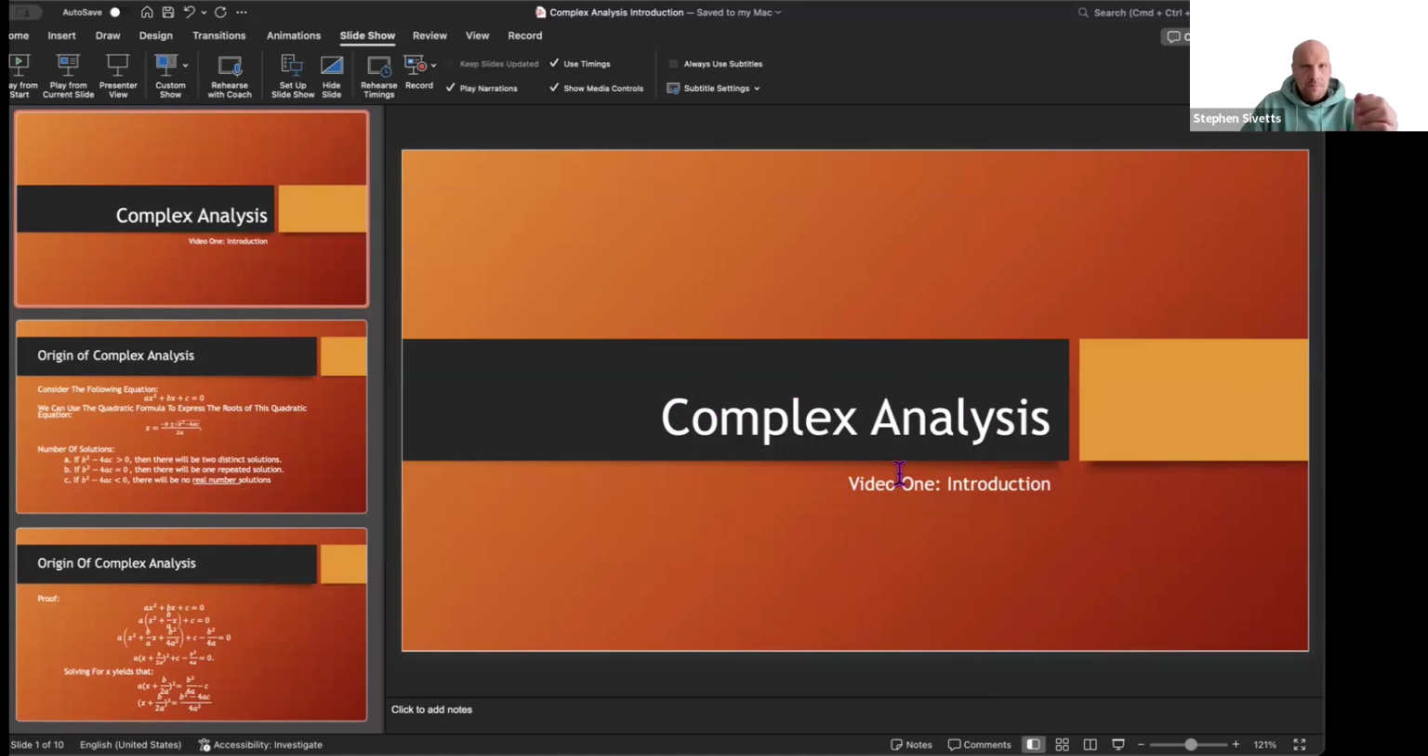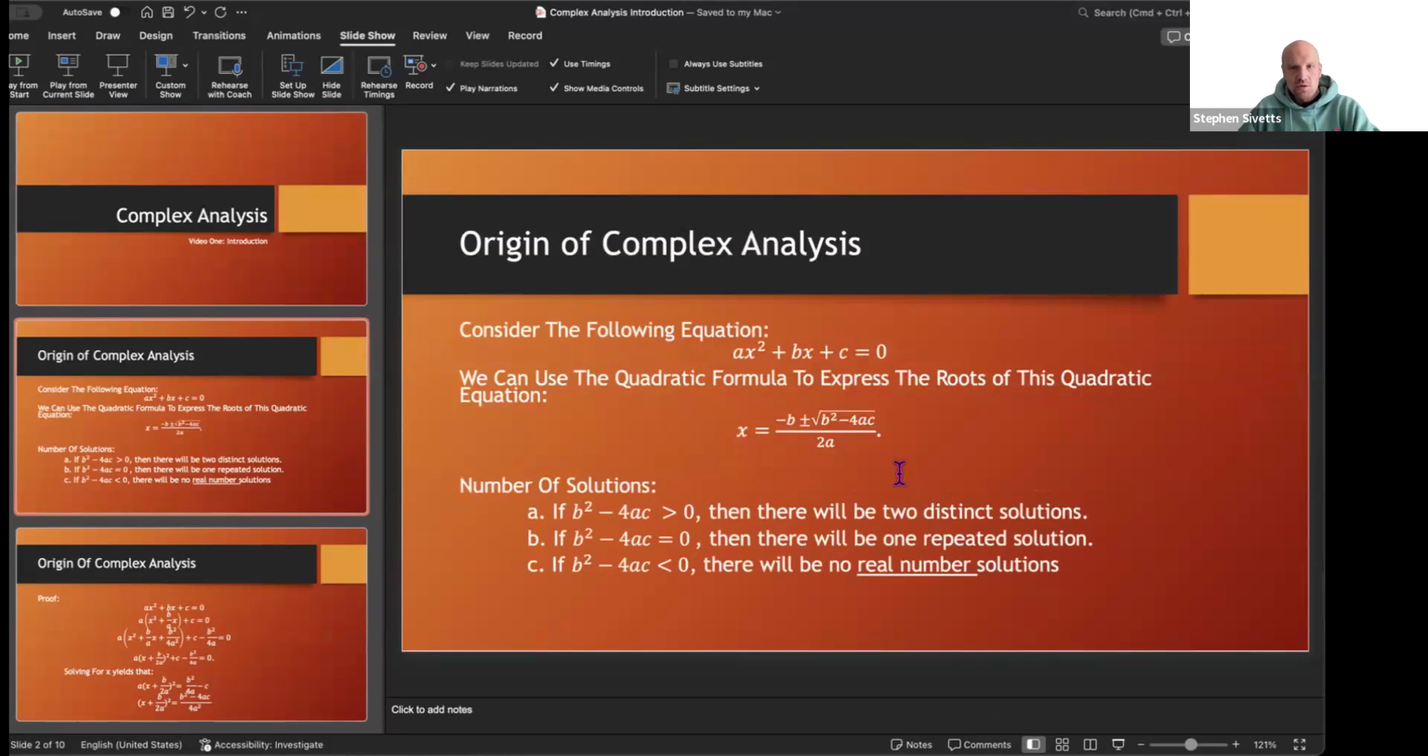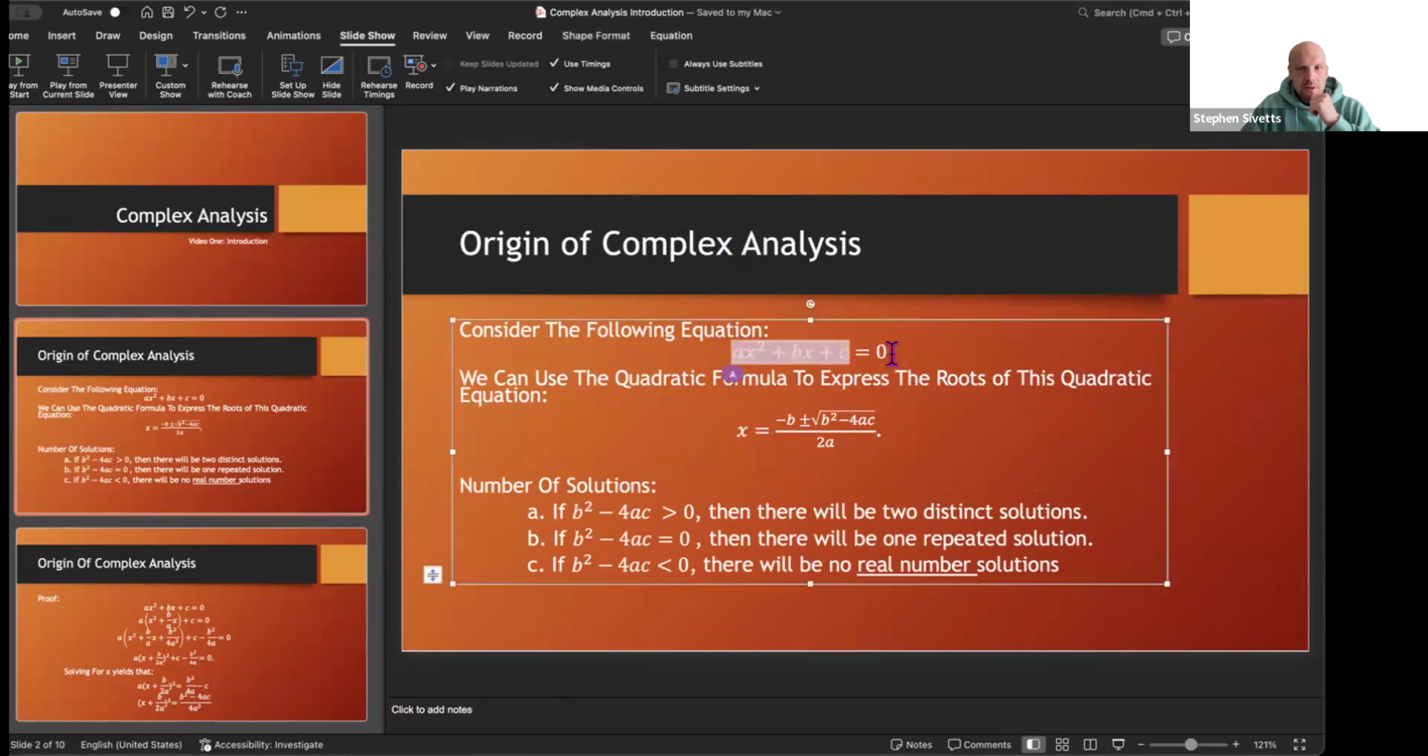Remember back in the quadratic formula, you had the following equation: ax squared plus bx plus c equals 0, right? And we can use the quadratic formula to figure out the roots of a quadratic equation: x equals minus b plus or minus the square root of b squared minus 4ac, over 2a, okay?